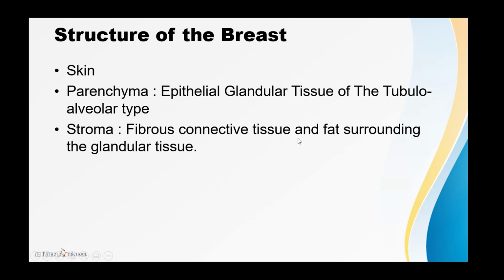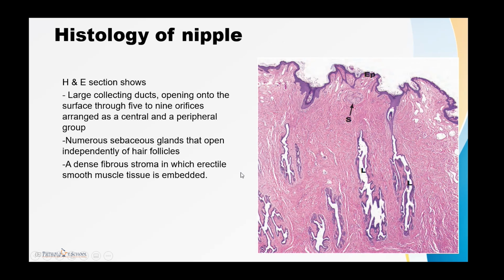Here we see the histology of the nipple. Here we can see the epithelium, which is stratified squamous type. There is a sebaceous gland, which opens independently of the hair follicle, as the nipple and areola are devoid of hair. Here we see the large ducts and the fusiform dilatation called the lactiferous sinus. A dense fibrous stroma in which erectile smooth muscle tissue is embedded.